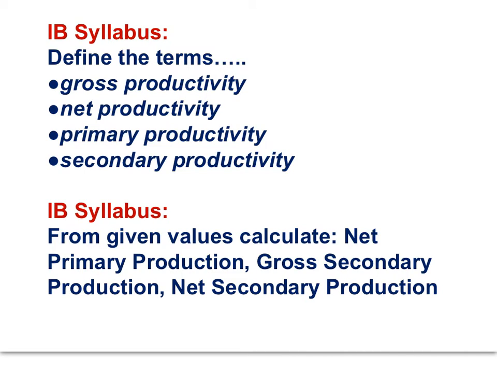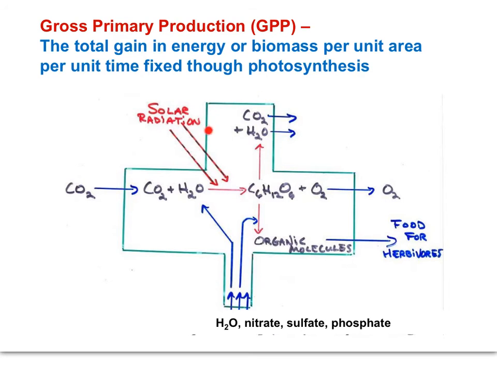And then, from given values, calculate net primary production, gross secondary production, net secondary production. I will introduce these calculations in this movie, and I'll strengthen them in part 4. Here is a model of a plant system, a producer.